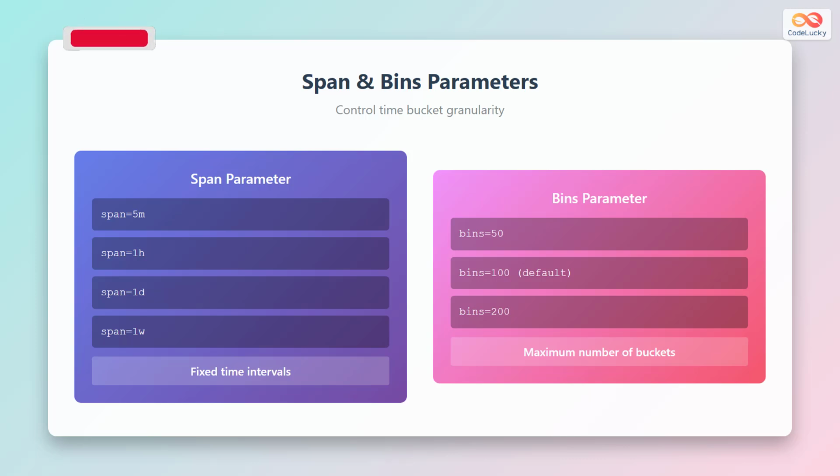The bins parameter, on the other hand, controls the maximum number of time buckets in your chart. The default value is 100 bins, but you can adjust this to 50 for less granular views or increase it to 200 for more detailed analysis. Understanding these parameters helps you balance data granularity with chart readability.